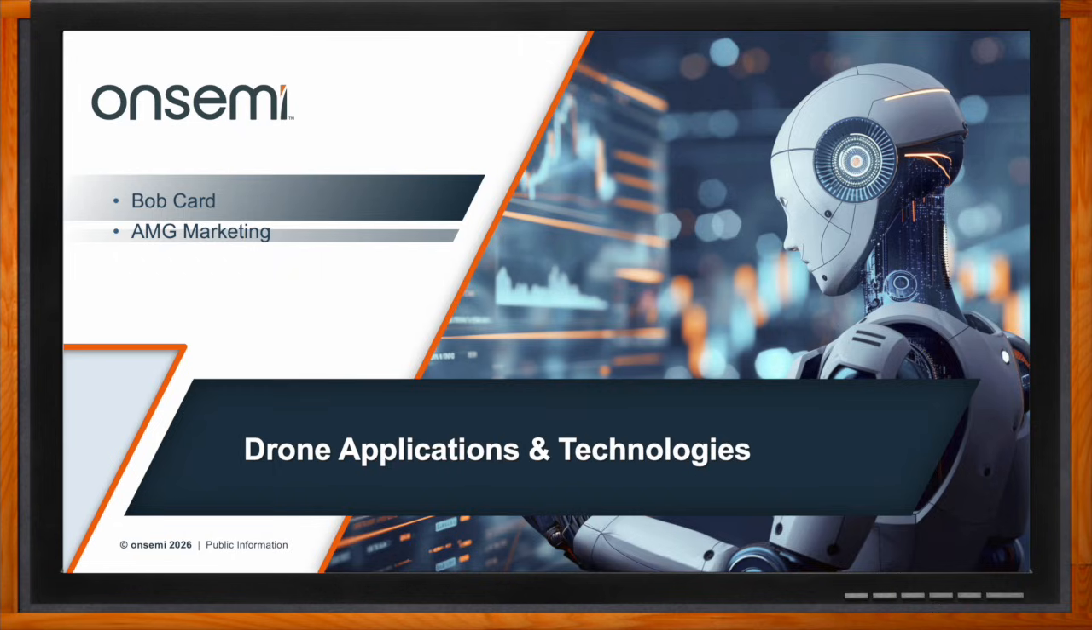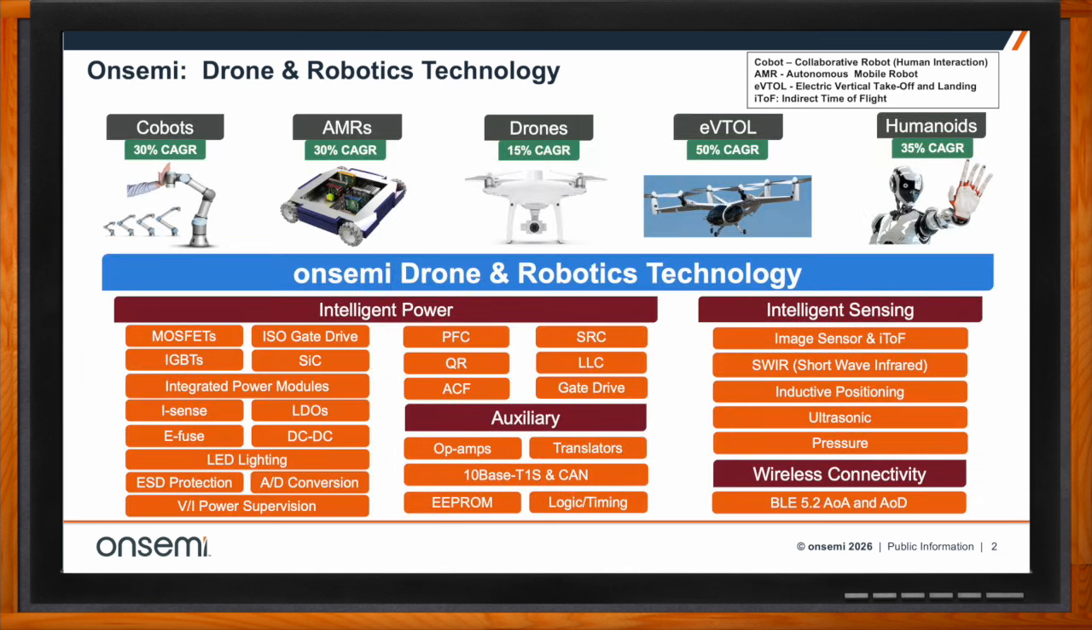Well, onsemi has a lot of semiconductor technology for the robotics and drone applications, and that includes intelligent power, intelligent sensing. And if you look at the top, you can see that you've got cobots, and then to the right, you've got AMRs or autonomous mobile robots, then you have drones, eVTOLs, and humanoids.